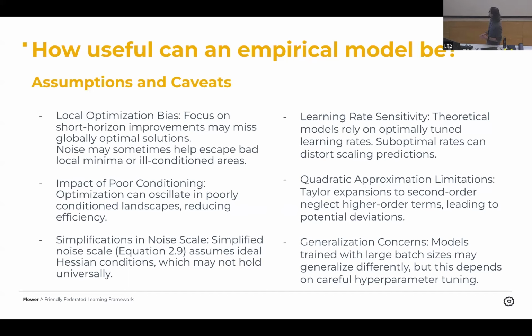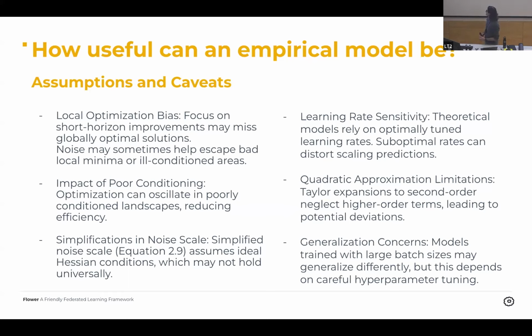Of course, they have some simplification to the noise scale, which we already discussed. There's this dependency on the learning rate and potential learning rate schedulers, which is not trivial to discuss. The Taylor expansion stops at the quadratic approximation, which is fairly reasonable in most cases. Of course, going over the third order might be even more unfeasible than the second order itself. And there's this general concern about generalization.